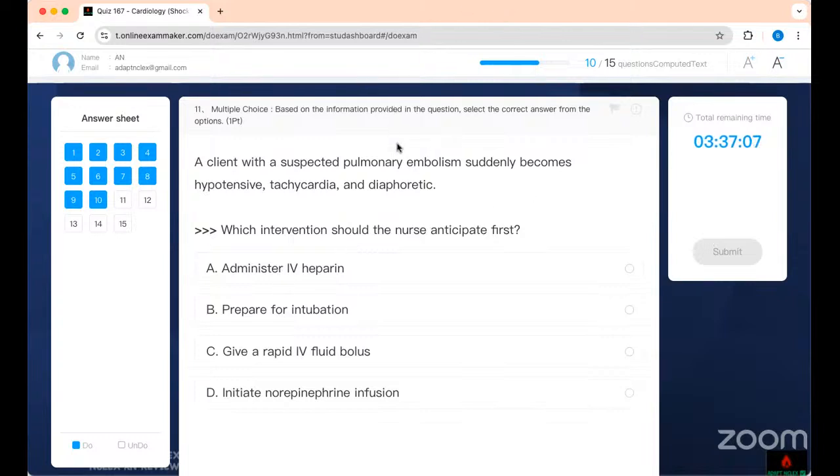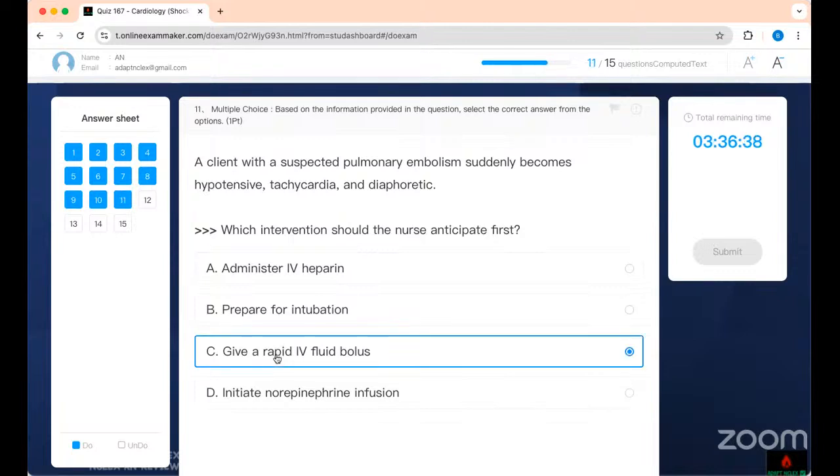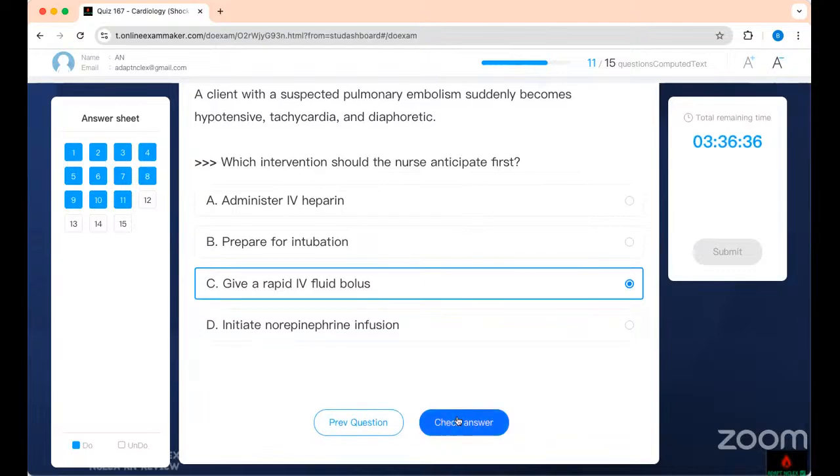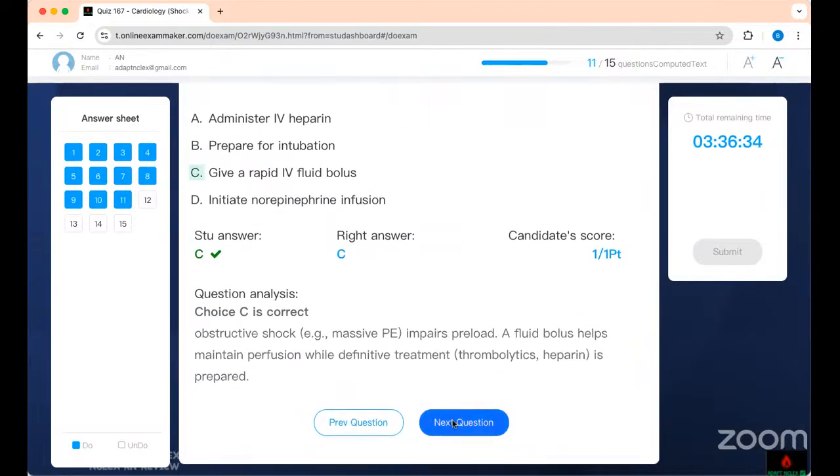So what would you do? Blood is not going to go into your heart anymore. And what does it lead to? Hypoperfusion. In order to prevent this hypoperfusion, you need to provide some fluid to the individual. Yes, the patient will need heparin. Yes, the patient will need norepinephrine later on. But the first thing you do is give the patient fluid because of the decreased preload. So give the individual some fluid.